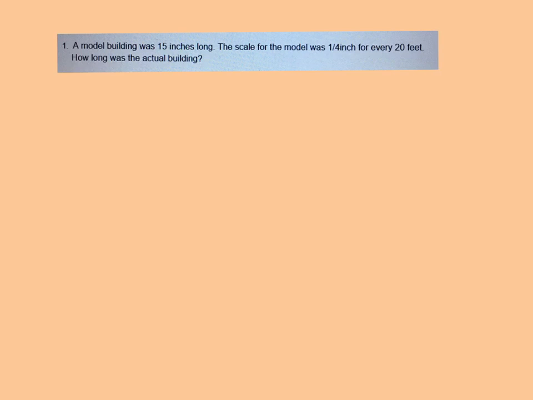Our first problem says a model building was 15 inches long. The scale for the model was 1/4 inch for every 20 feet. How long was the actual building? So we just need to find out how long the actual building is. So I'm going to draw some pictures.